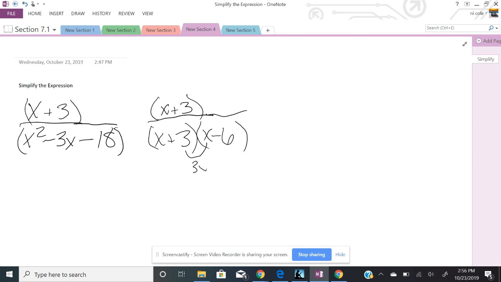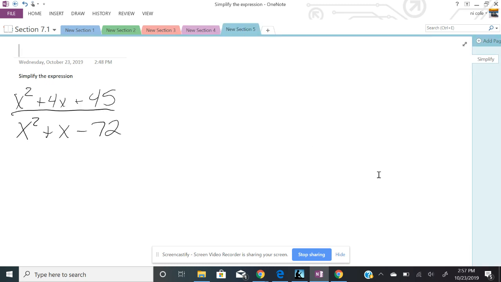Okay, so now if I come back here, I note that my numerator and my denominator have something in common, the x plus 3, so that cancels and that cancels. But note that leaves me an x minus 6 down there in the denominator, but I need a 1 as a placeholder in the numerator. So it doesn't become x minus 6, it's 1 over x minus 6.